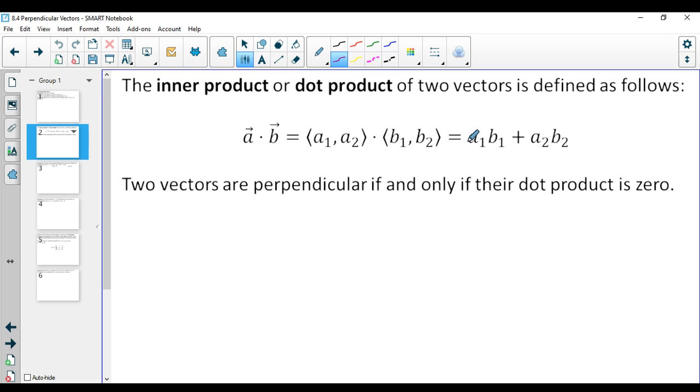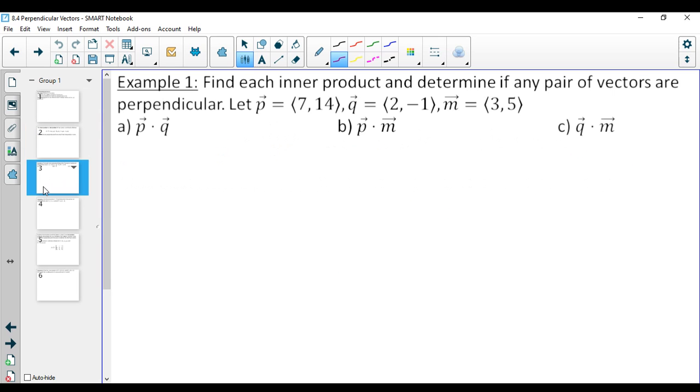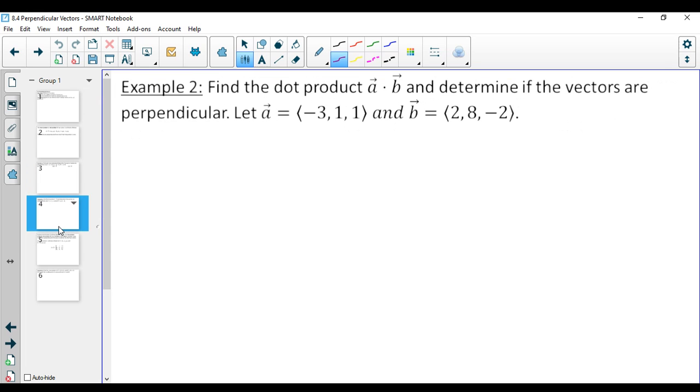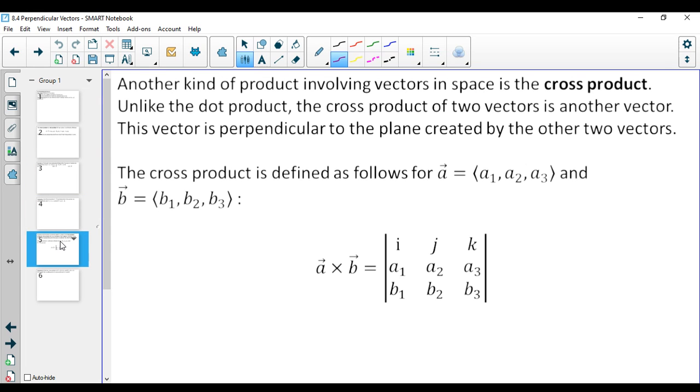And then we had two vectors are perpendicular if and only if their dot product is 0. And it turns out we have another way to kind of multiply vectors, and that's the cross product. So when doing the cross product, unlike the dot product, we get another vector spit out. So when we take the cross product of two vectors, we get another vector.